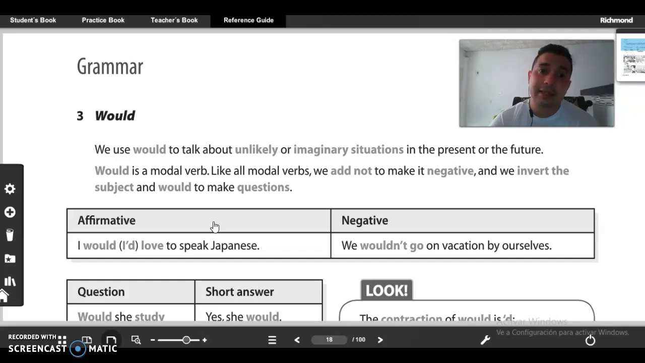To make a negative sentence, you are going to use would not, and if you want to write an interrogative one, the only thing you have to do is to interchange the places of the subject and would. For example, if I say I would, in the negative form I would say I wouldn't, and in the interrogative form, I would say would I. Okay, and the rest of the sentence.